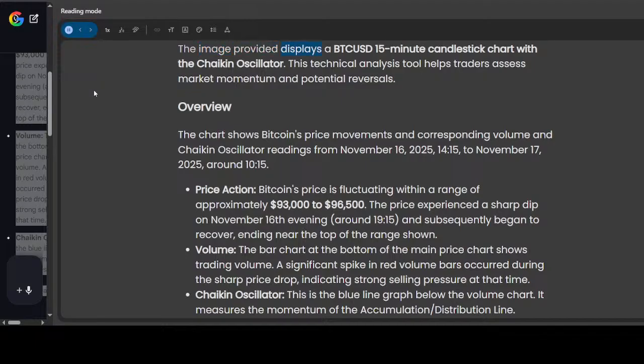The image provided displays a BTC USD 15-minute candlestick chart with the Chaikin oscillator. This technical analysis tool helps traders assess market momentum and potential reversals. Overview. The chart shows Bitcoin's price movements and corresponding volume and Chaikin oscillator readings from November 16, 2025, 14:15, to November 17, 2025, around 10:15.